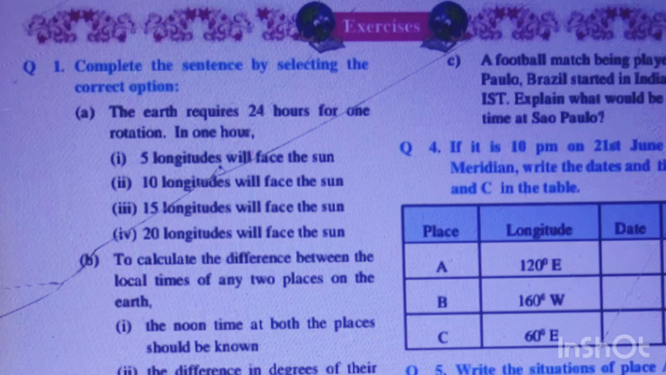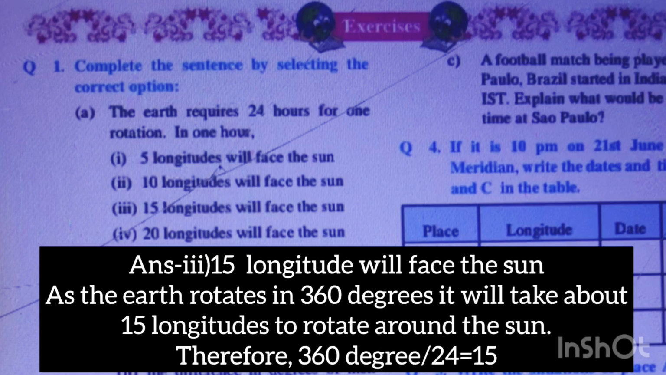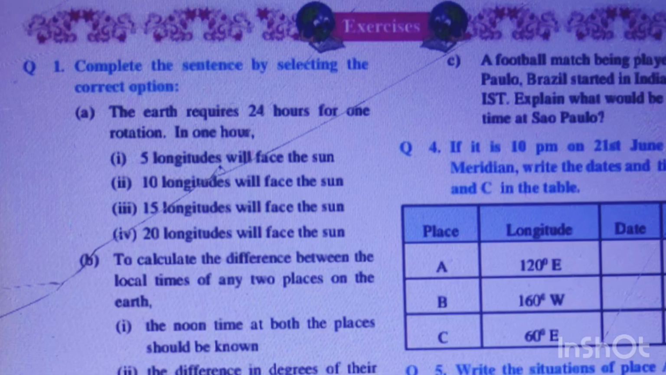First one: the earth requires 24 hours for one rotation; in 1 hour, what will be the answer? Third one. 15 longitudes will face the sun. As the earth rotates through 360 degrees, it will take about 15 longitudes to rotate around the sun. Therefore, 360 degrees by 24 is equal to 15. Okay, the third answer will come.